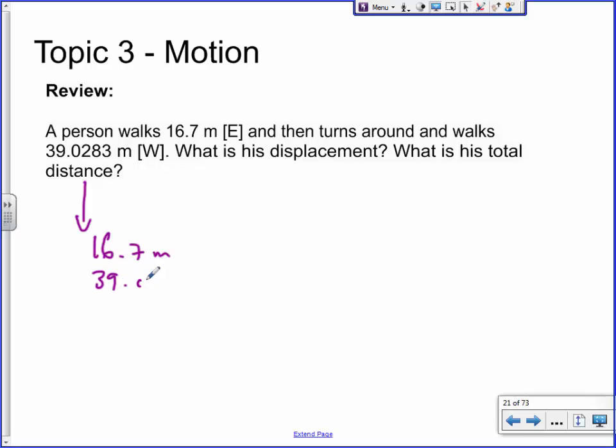And then 39.0283, also meters. And we're just adding them together. So, grab a calculator for the purpose today.